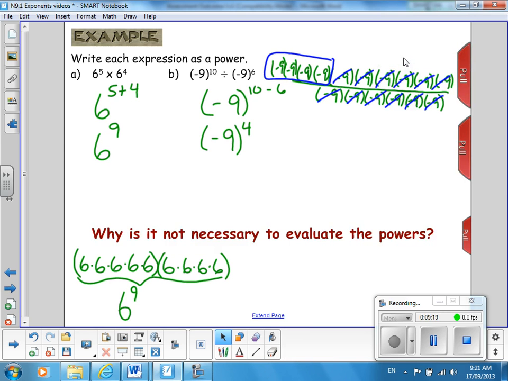Why is it not necessary to evaluate these? I left it as 6 to the exponent 9 and negative 9 to the exponent 4. It's in the directions. Write each expression as a power. It does not say evaluate. We want it as a power, so that's a base to some exponent. So you have to look at your instructions.